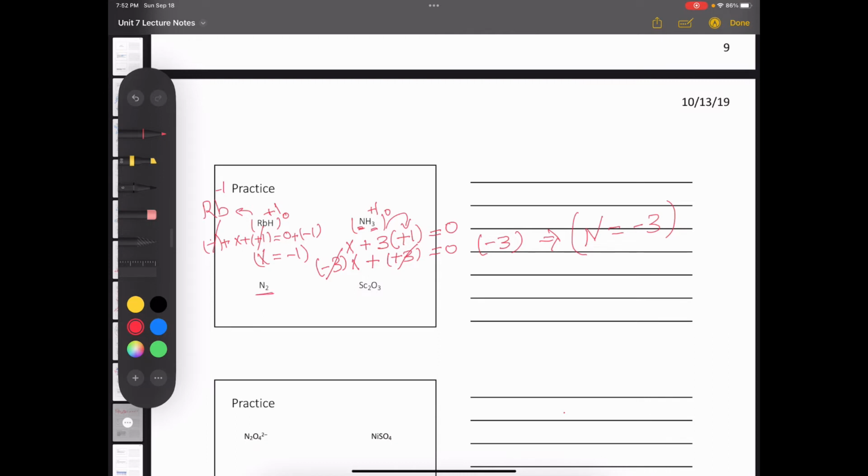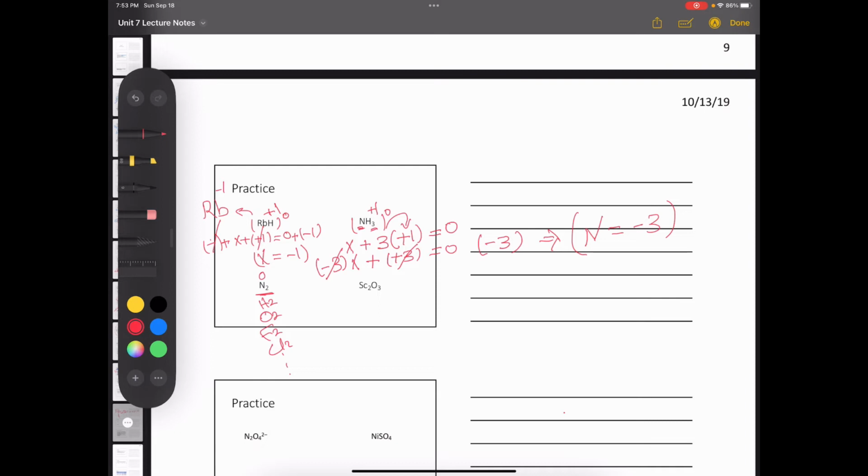Let's try molecular nitrogen. In this case, because nitrogen is a pure substance, it will have an oxidation number of 0. So every time you see a pure substance like nitrogen, same thing for H2, for O2, for F2, for Cl2, etc., you get the idea. The oxidation number for such substances will be 0.